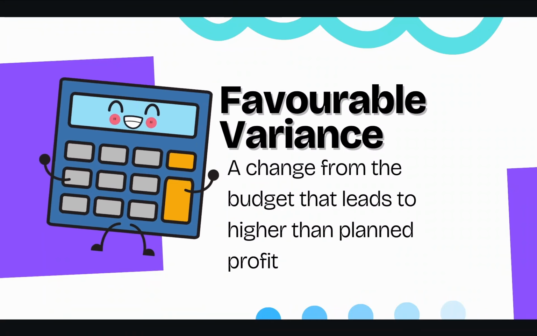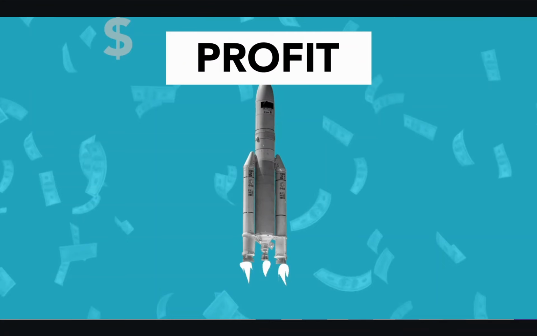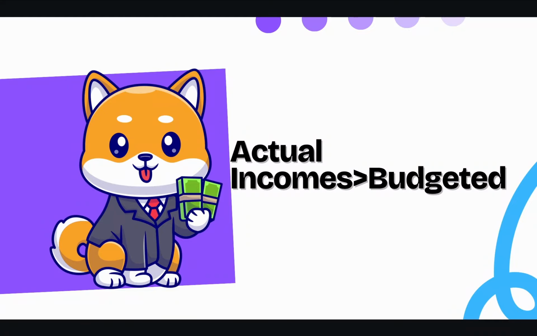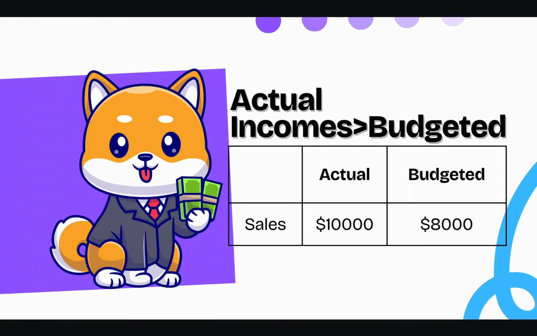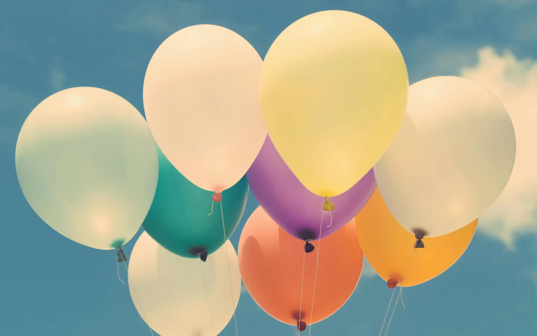A favorable variance: a change from the budget that leads to higher than planned profit. When my actual incomes are greater than my budgeted, for example, if my sales turn out to be 10,000 instead of the budgeted 8,000, we're very happy. When my actual expenses are less than my budgeted, for example, telephone actually ended up being 8,000 instead of the 9,000 that we budgeted, so we're happy.